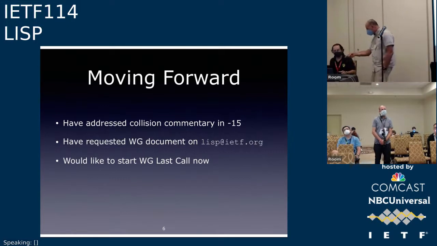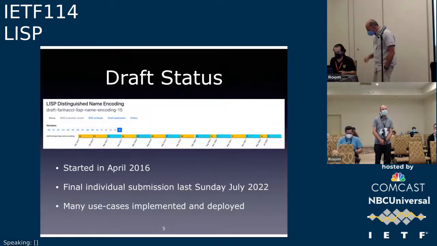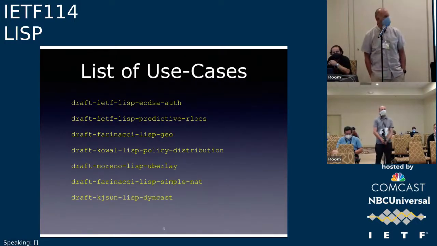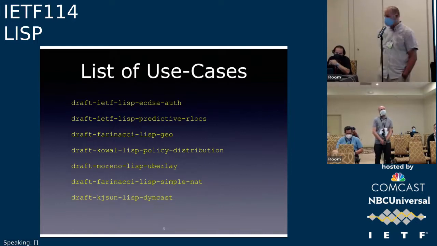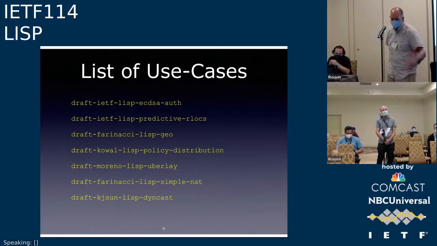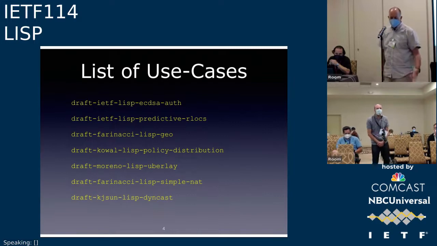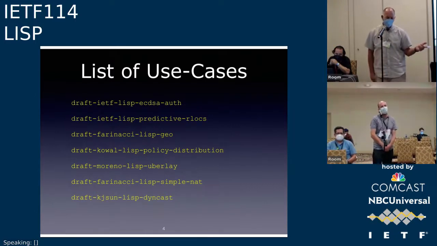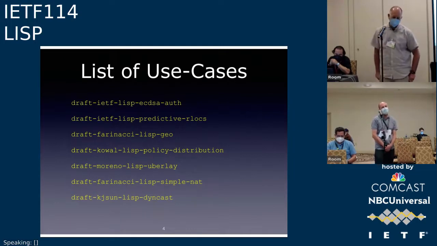Sorry? Go back to the slide with the yellow stuff on it. One more. So all these drafts that depend on distinguished names are in the charter to solve problems that are in the charter. Does anybody disagree with that? I mean, well, some of the individual submissions like Lisp Simple NAT is just an informational type RFC of talking about my implementation of NAT, and Uberlays is still in design. So I don't know if those are in the charter, but.